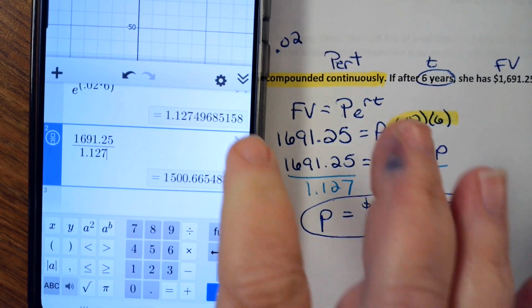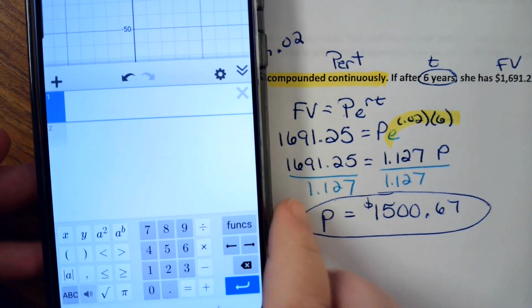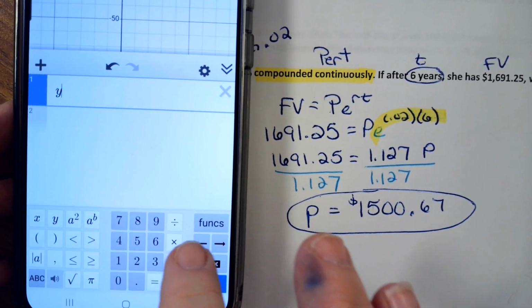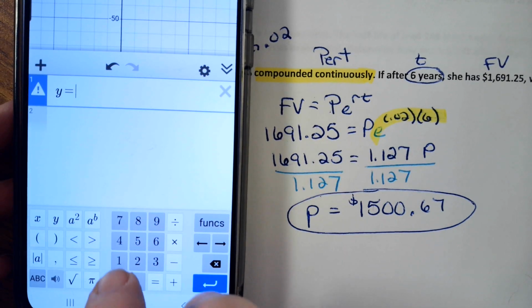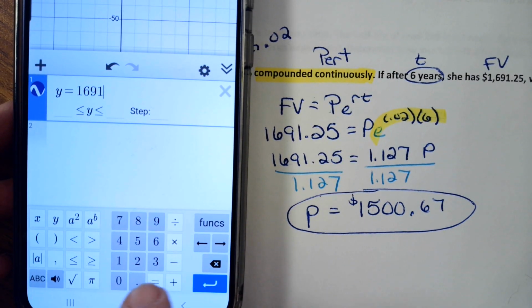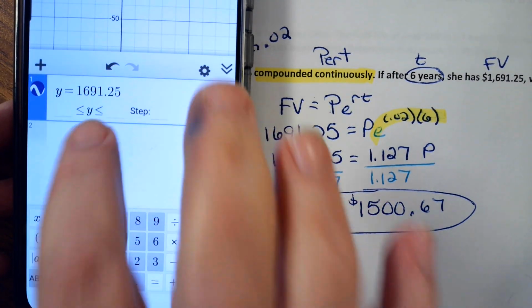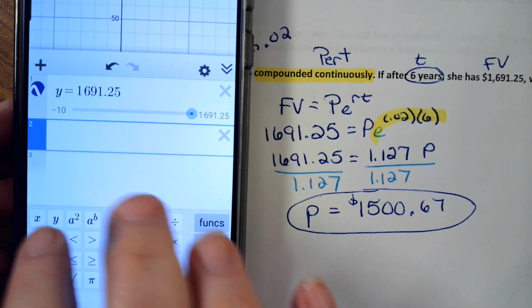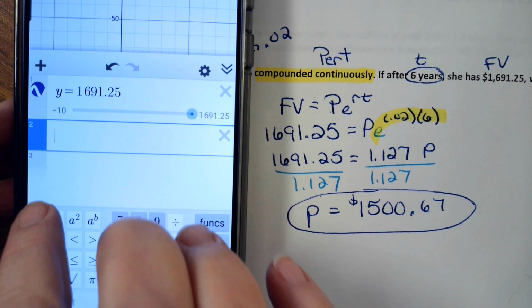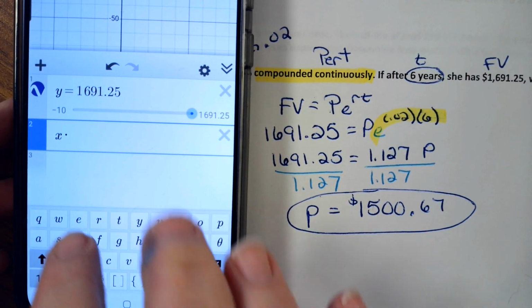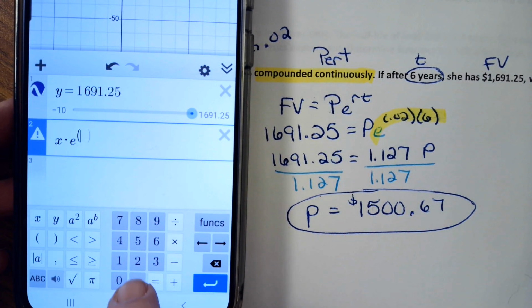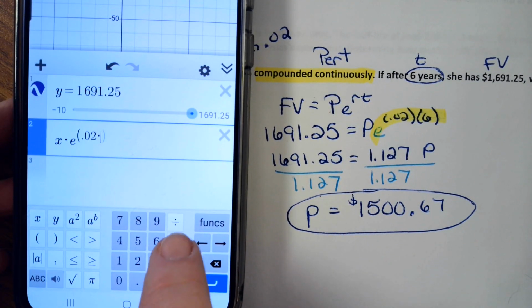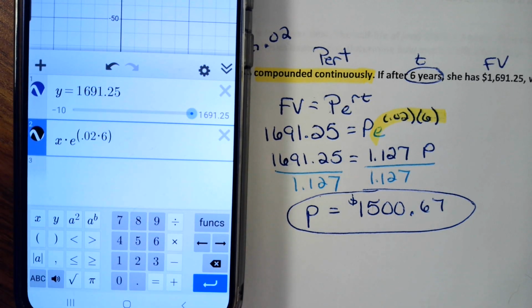And let's see how close we were. All right, I'm going to do left side, right side. So y equals, remember this doesn't have a variable on the left side, so that's why we're doing y equals 1691.25. And then right here I've got x, because we can't use a p, so we're going to use x, times e raised to the 0.02 times 6. And then let's see where they intersect.